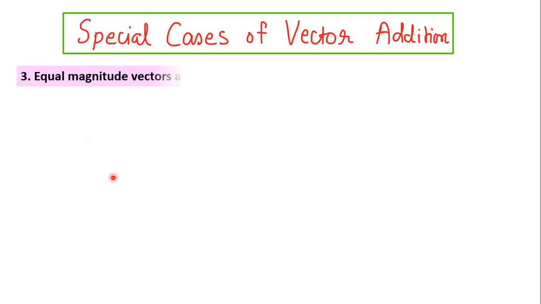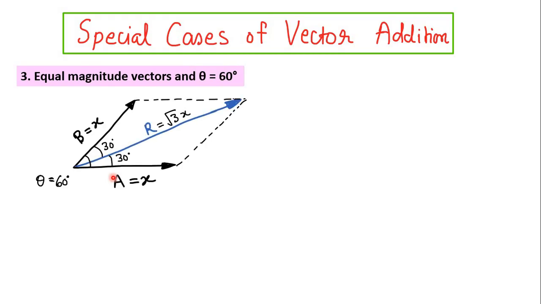Third special case, equal magnitude vectors and theta is 60 degrees. See, 60 degrees is a very special angle, so we must be ready for the answer. Suppose the two vectors have equal magnitude, let us say a is equal to x, b also equal to x, same magnitude, and the angle between the two vectors is 60 degrees. Then in this case the resultant will be root 3 x, and it will also bisect the angle between the two vectors. 60 will be bisected into 30 and 30.